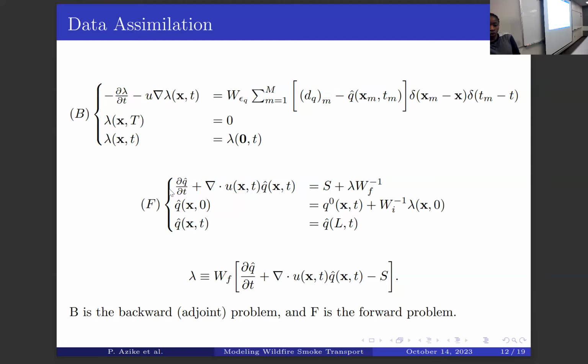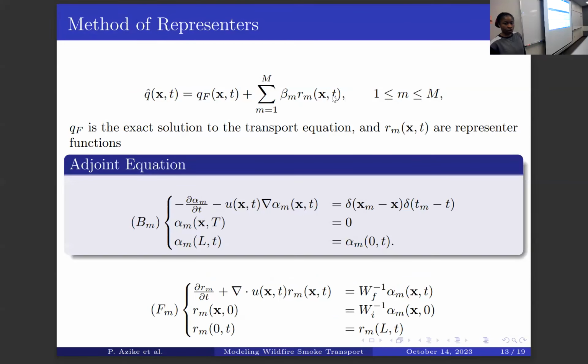To solve for Q hat in F, we need the value of lambda. However, we still have Q here. So we can't exactly solve these equations directly. What we use is the method of representers. And this makes use of the linearity of those equations. So we can easily decouple it.